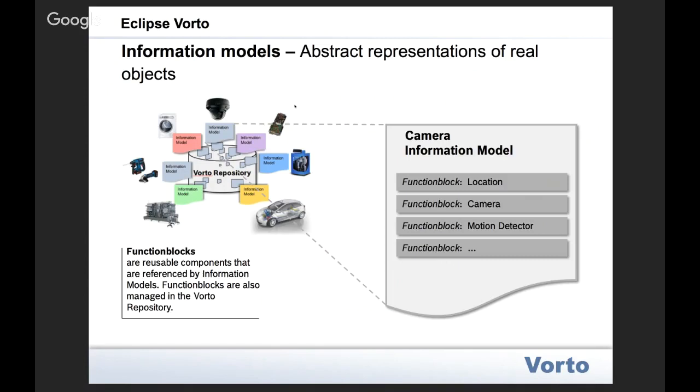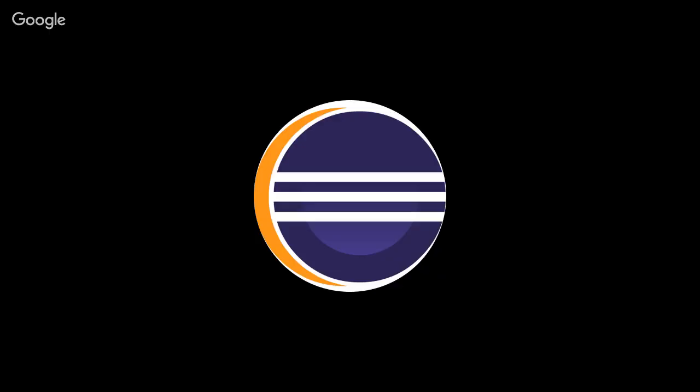Let's say a car can also be located. So it can also use the location function block to be assembled with. So it's an abstract representation of these real-world objects, and we provide tooling, like I mentioned.